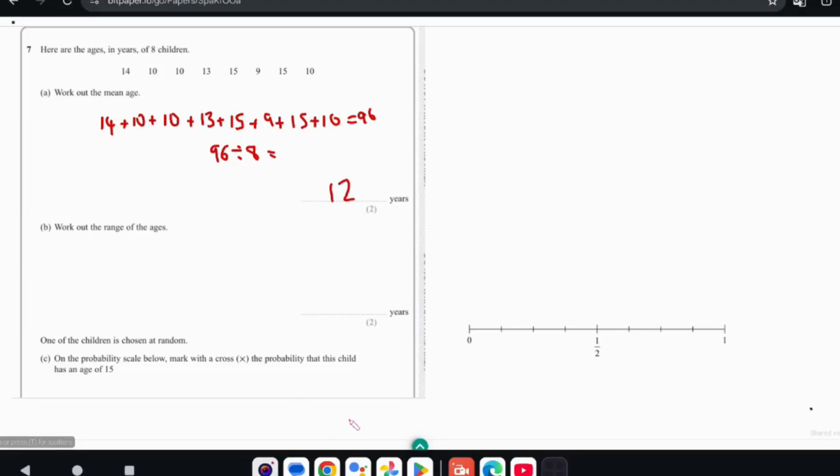Work out the range of the ages. The range is the biggest take away the smallest. Biggest is 15. Smallest is 9.